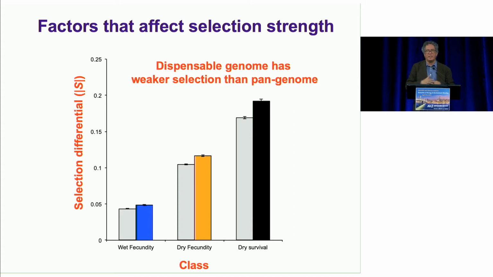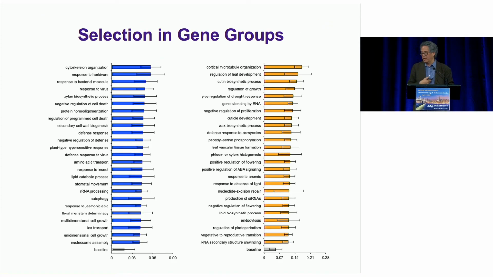There's a core set of genes that everybody shares and a dispensable part of the genome that only some landraces have but others don't have. If you are a gene in the core set, you have essentially lower selection differential. A lot of the genes that have a high selection differential for gene expression are in the dispensable part of the genome. And again, that's significant across these different classes.